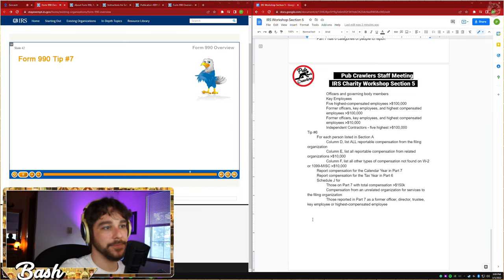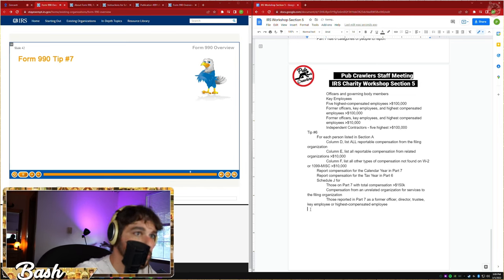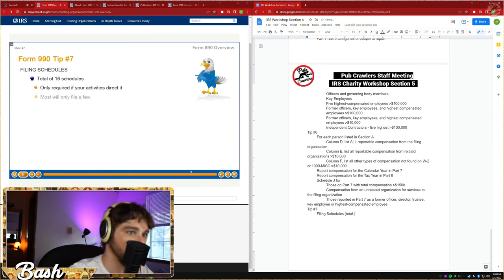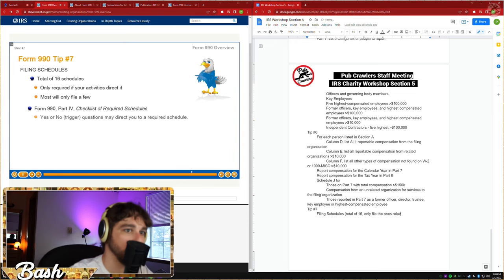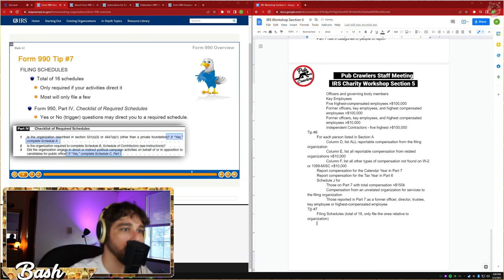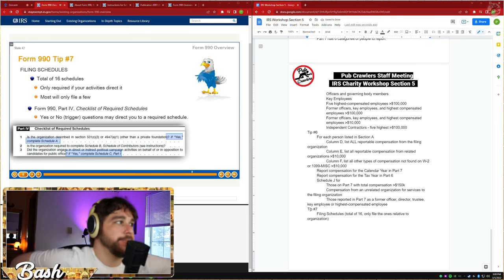All right, tip number 7. We're ready for your last Form 990 tip. My last tip is about filing schedules. The Form 990 includes 16 schedules, but you only have to fill out a schedule if your organization participates in the activity the schedule asks about, and most organizations will only have to fill out a few. Part 4, Checklist of Required Schedules, has a series of trigger questions that ask for a yes or no answer, and depending on your answer, may direct you to complete the corresponding schedule or schedule part.